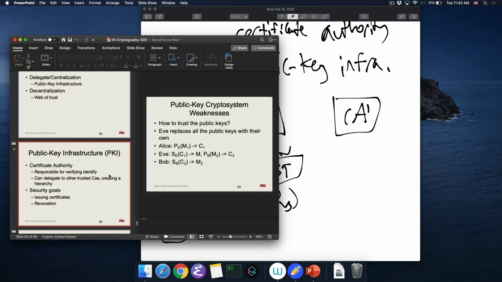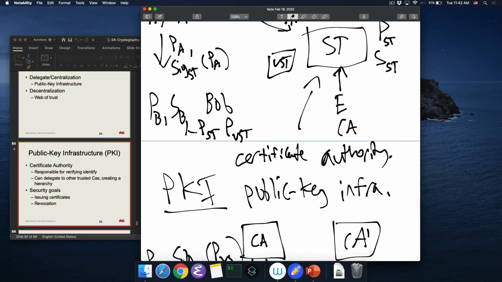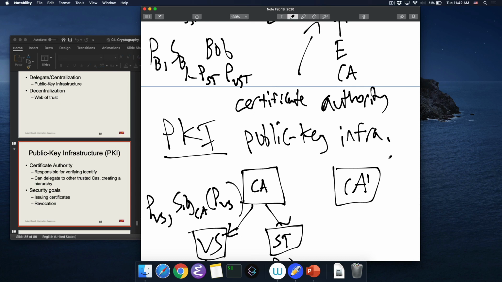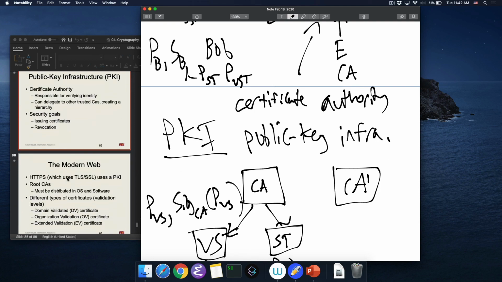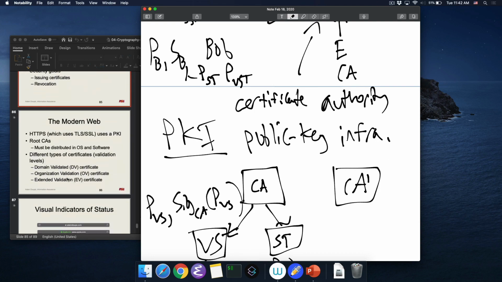Cool. We also have this main problem of revocation. If Amazon goes to their certificate authority and says, we've been hacked, we need to change our public key, how does the certificate authority tell everyone else not to use this public key? So you have this massive revocation problem. And then I think we'll maybe stop there.